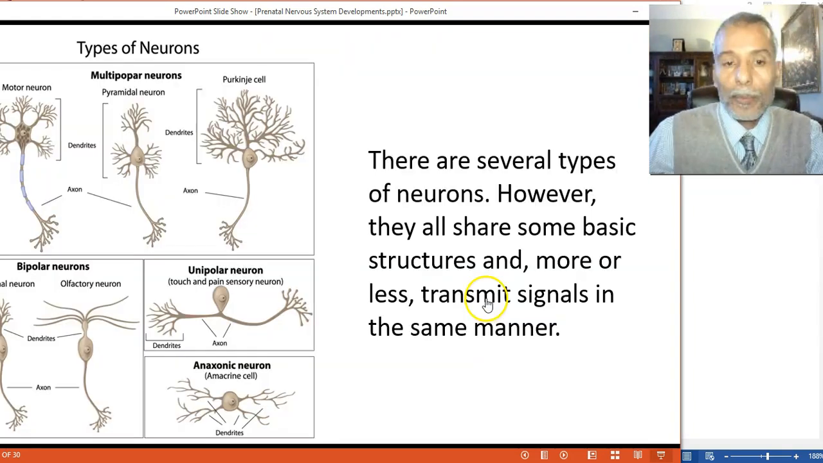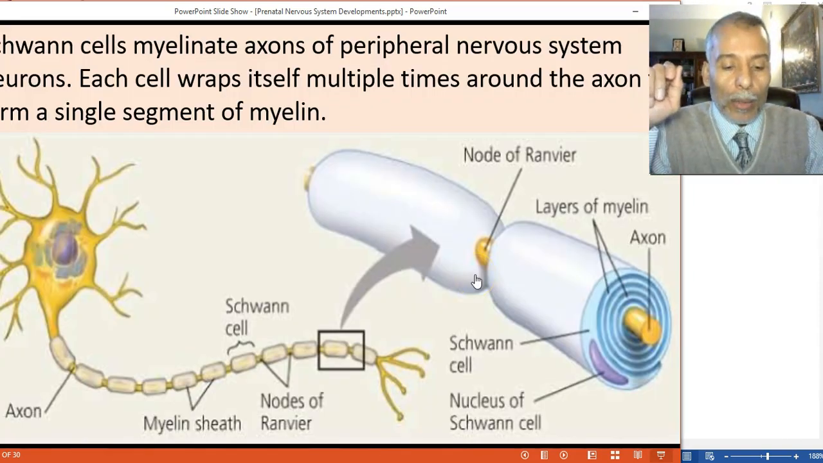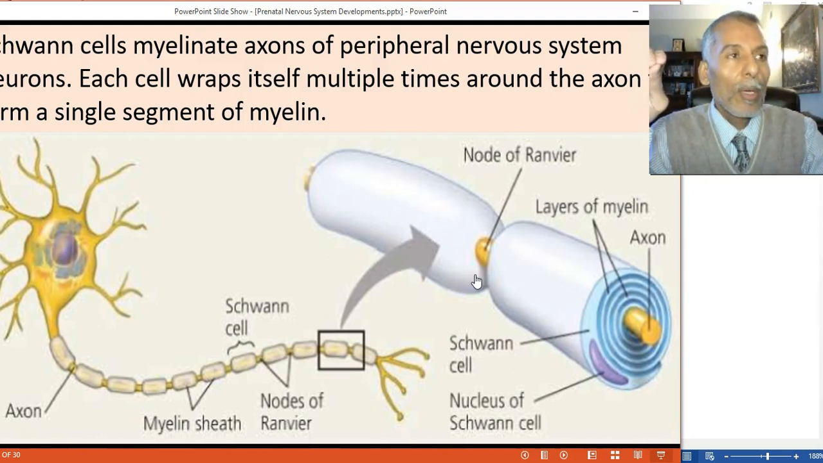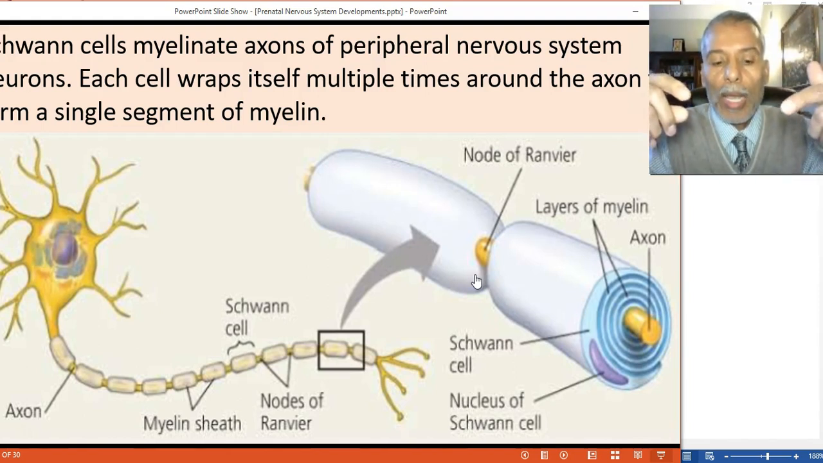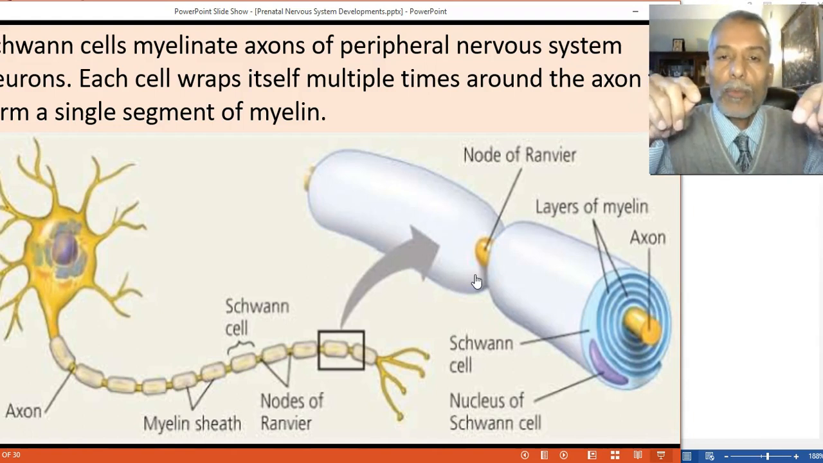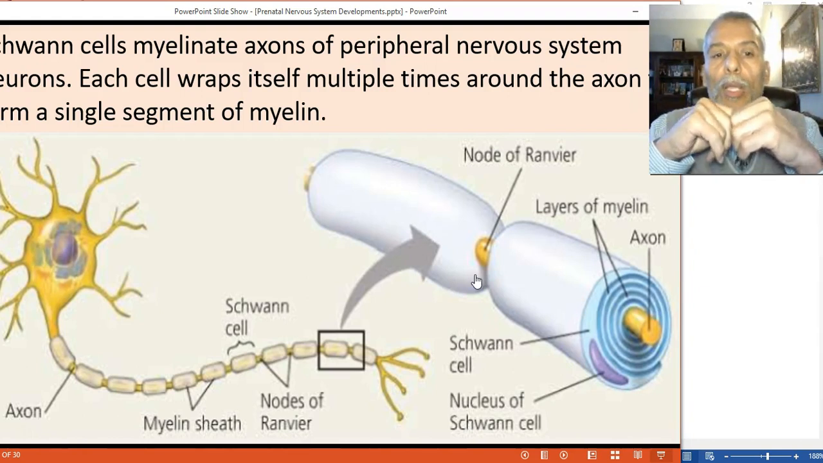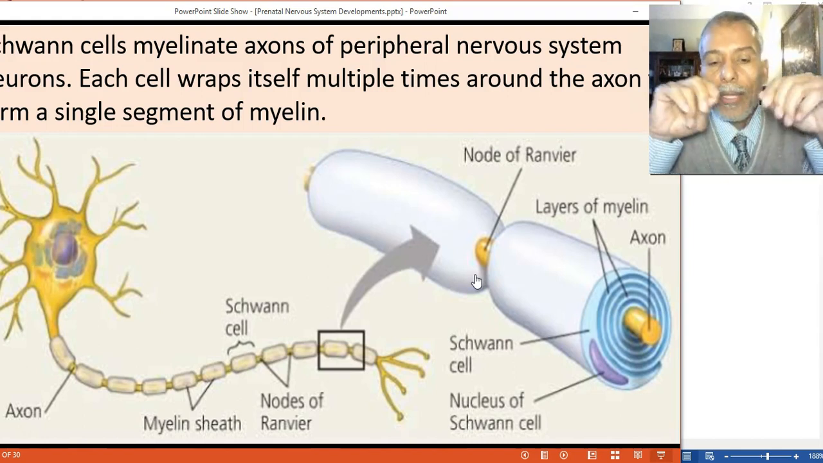Another kind of glial cell is part of the immune system. It's like white blood cells, but these are modified and a little bit smaller in size, and they are called macrophages.